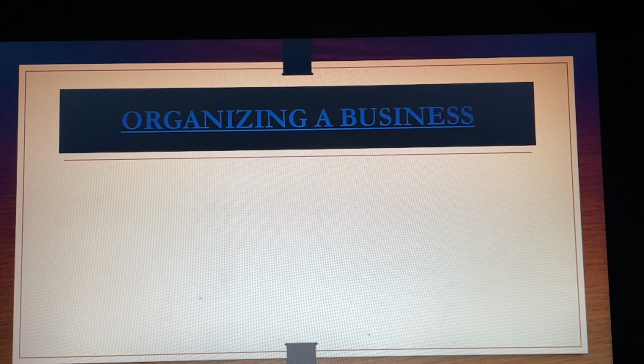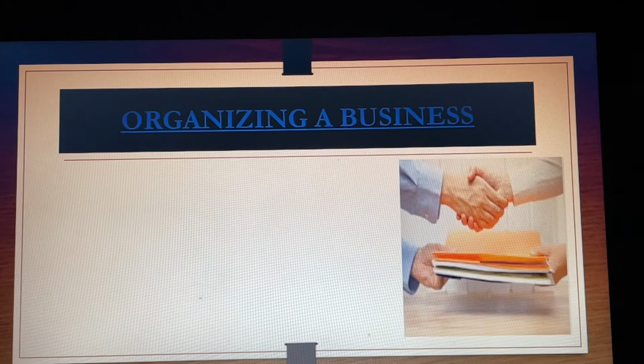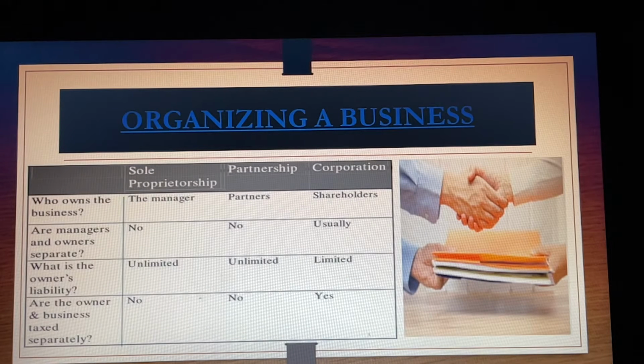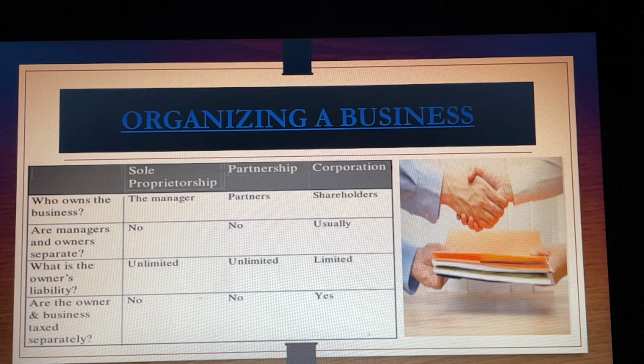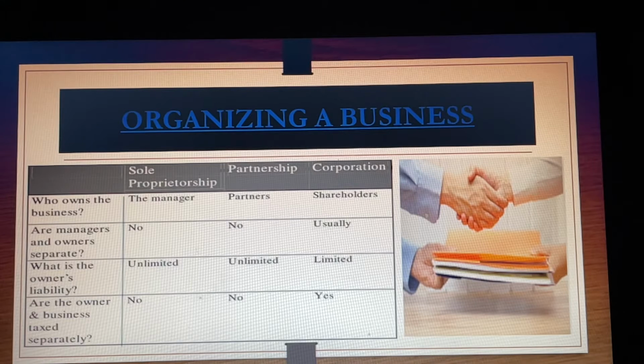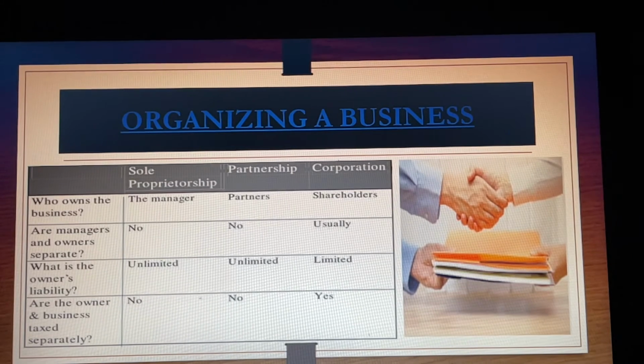On our next slide, we have how to organize a business. We have three types here: sole proprietorship, partnership, and corporation. The first question is, who owns the business? Under sole proprietorship, the owner is the manager. In partnership, they are called partners, while in corporation, they are called shareholders. The second question is, are managers and owners separate? For both sole proprietorship and partnership, the answer is no. In corporation, it is usually yes.